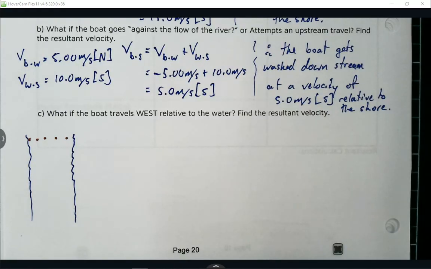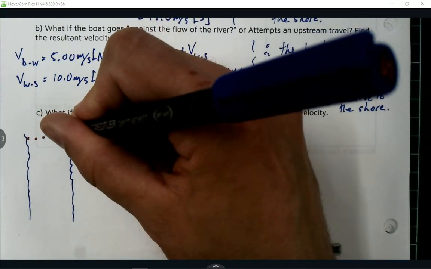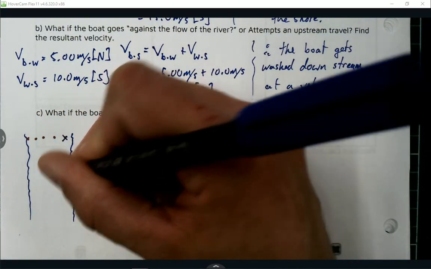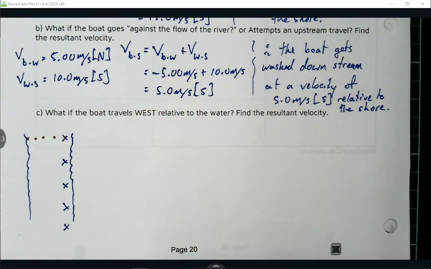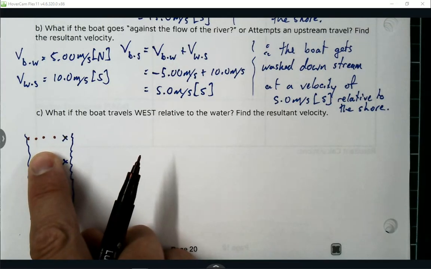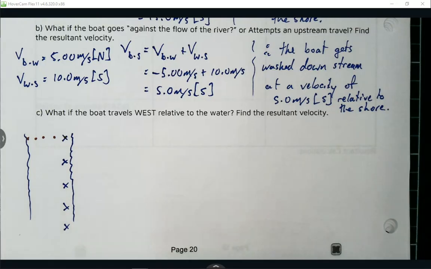And now I want to use my imagination again and say, well, what if I didn't row my boat at all? What if I had the river flowing, but I just let the boat drift? If I let the boat drift, I would start off here. And wouldn't I just drift downstream, like the way the X's are marked, right? Now the thing about these vector equations is that the resultant velocity, the velocity of the boat relative to the shore, is the sum of these two things, right? The velocity of the boat trying to do its thing and the velocity of the water trying to do its thing.